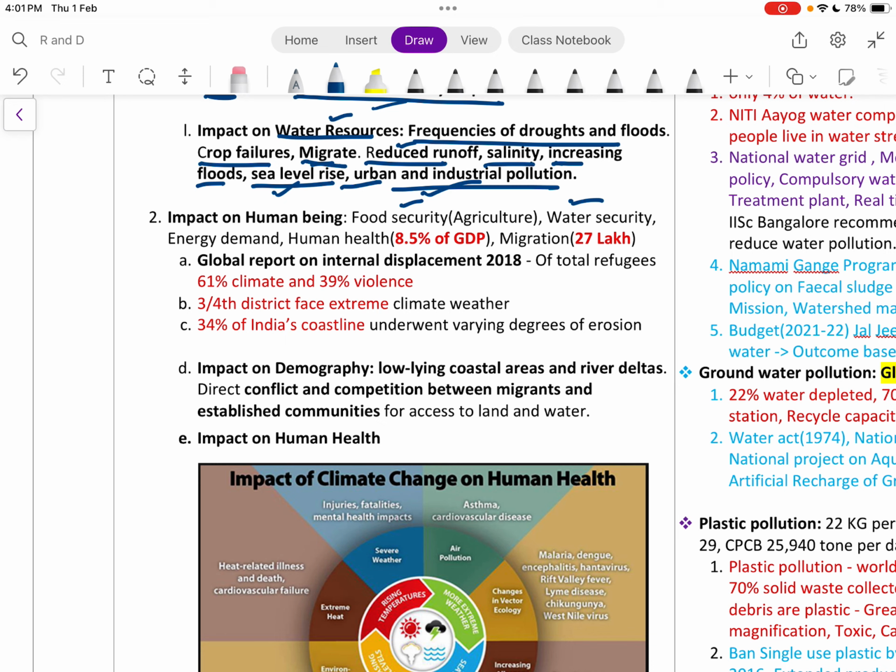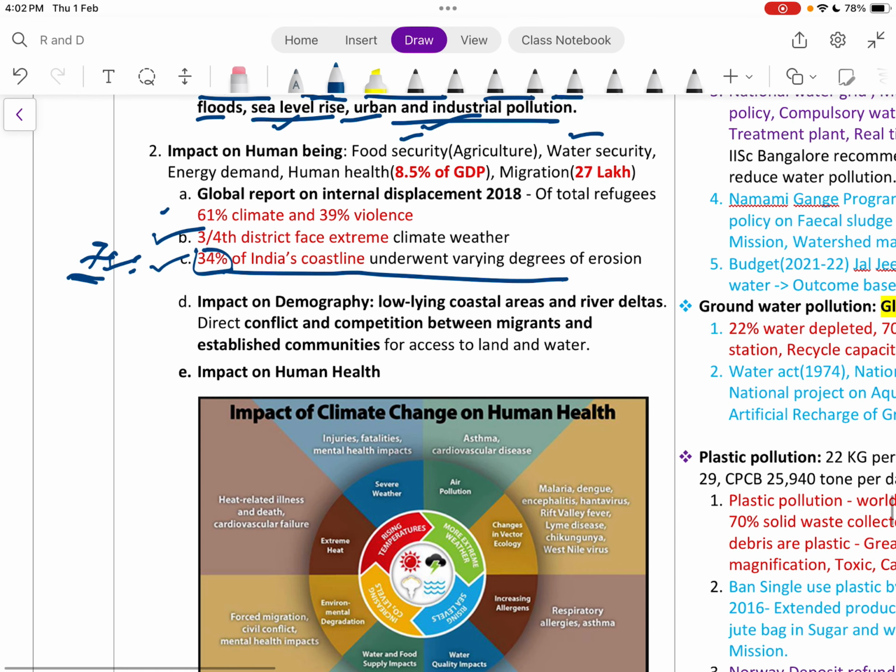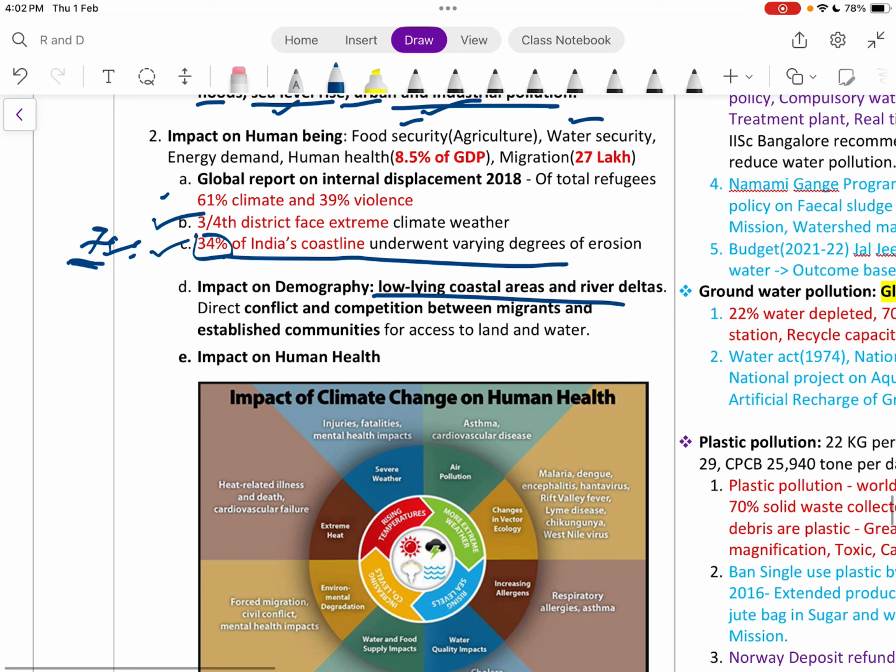We already know that 34% of the Indian coastline is eroding. And three-fourths of districts means 75%. Impact on demography: low-lying coastal areas and river deltas will have a direct impact on demography. Direct conflict and competition between migrants and established communities for access to land and water.